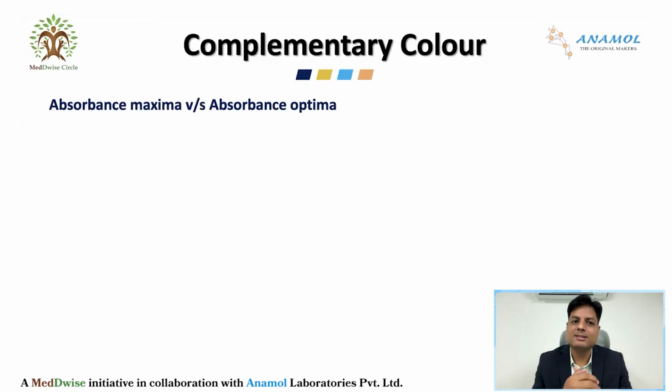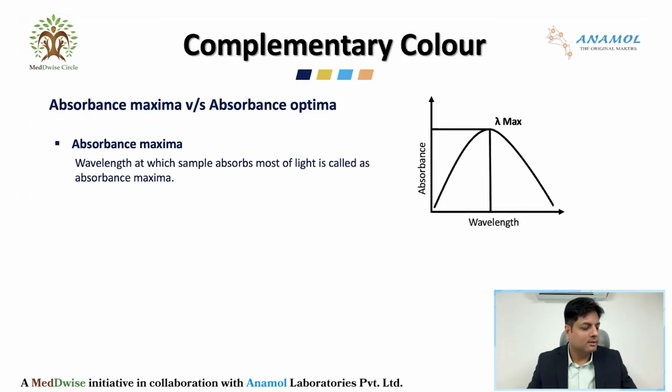These concepts are called absorbance maxima and absorbance optima. Now, what exactly is the meaning of absorbance maxima and absorbance optima? Here it is important to understand that when the colored solution is purple, we have to throw orange light through this solution. But what exactly, precisely, is the wavelength of the light we have to pass through the solution? How will we find this out?